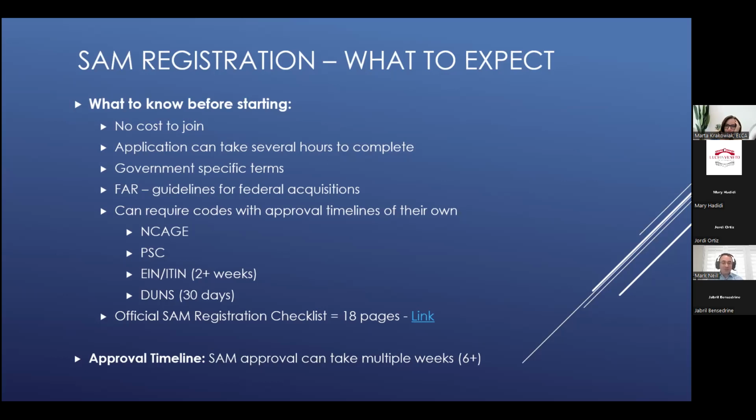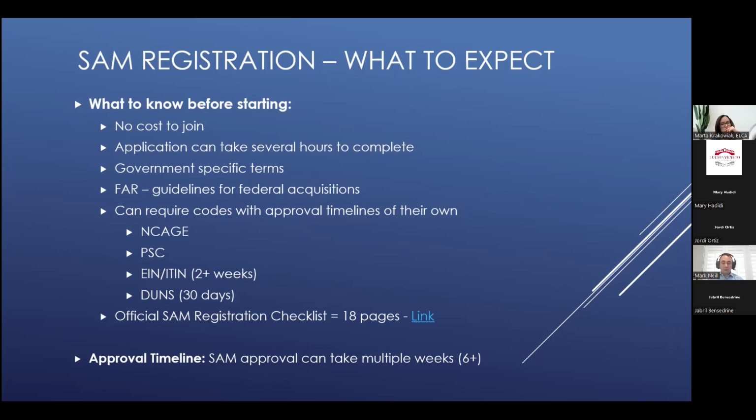Ours is no different. It is also guided by what's called the FAR, F-A-R. These are guidelines for federal acquisitions. These are the rules that every federal agency needs to adhere to, needs to follow. There can be more, and we'll get into that here in a minute. And then you will need codes of their own. And these codes can take time to get. So there may be some pre-steps.